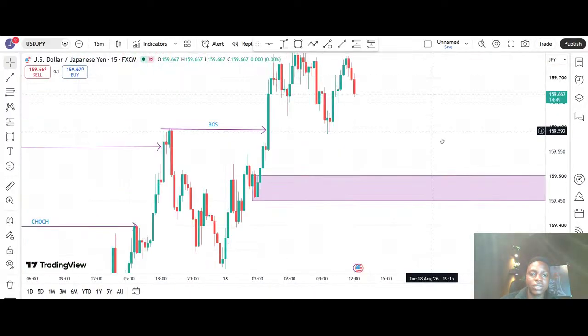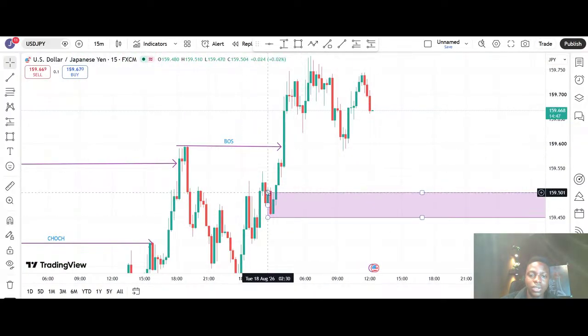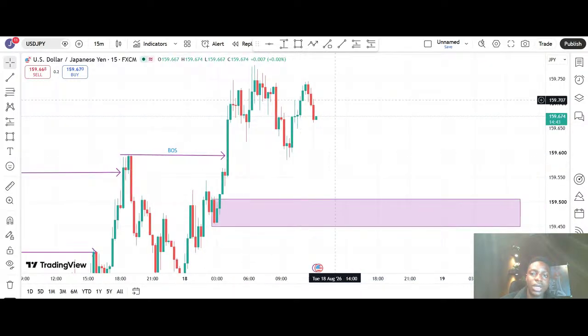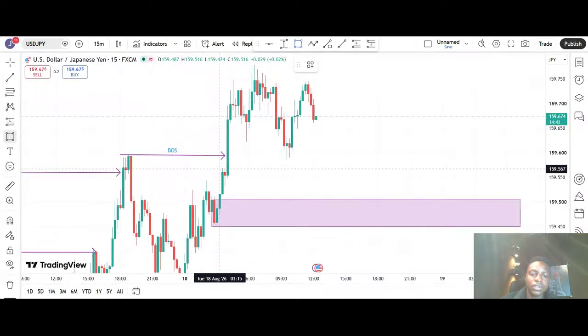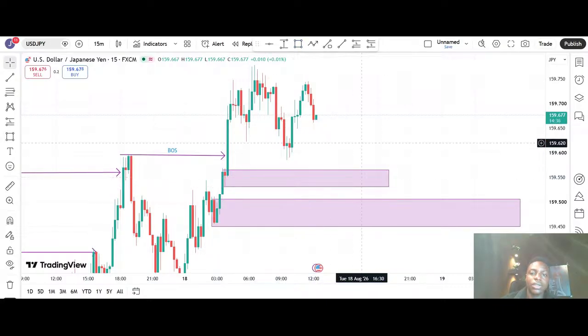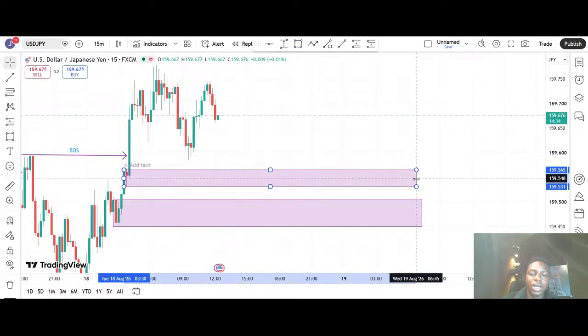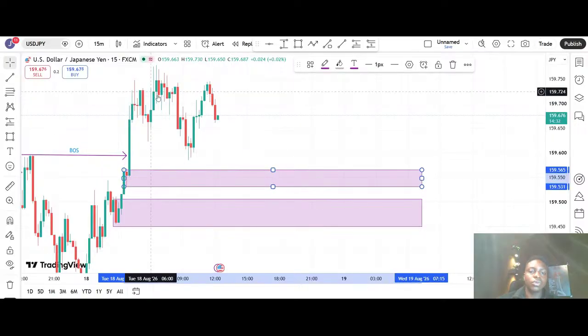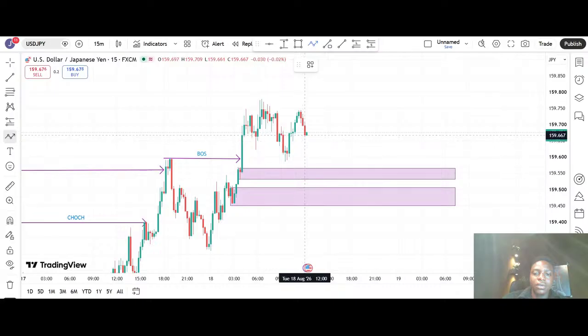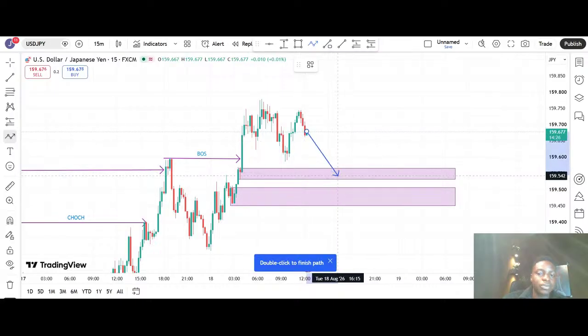So let me expand the chart so we can see what I'm trying to pick to talk about. There's a break of structure here, and at the end of the day, if you look closely, there's still another break of structure where we have another other block here. So this is simply going to be our trade. What I should be expecting is for price to get to this particular area, and look for a confirmation candle on the lower time frame.